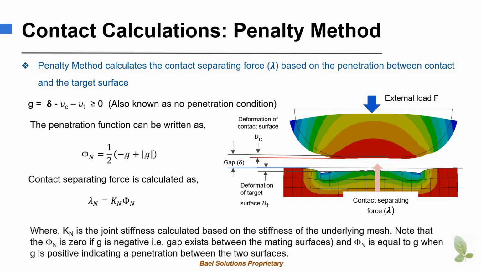It can be noted that, when contact gap G is positive, the penalty function phi n is 0. When it is negative, the separating force is equal to the penetration times the contact stiffness. Thus, separating force reduces the penetration. Note that, in order to have a zero penetration, contact stiffness Kn should be infinite. As it is not possible, penalty method will always allow some penetration in the contact pair.